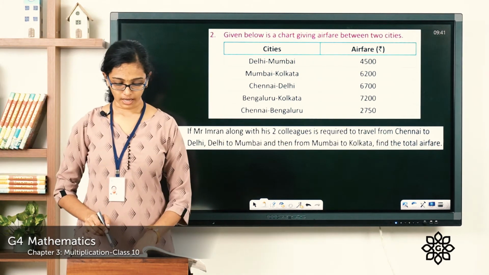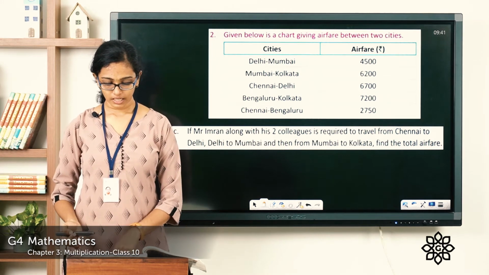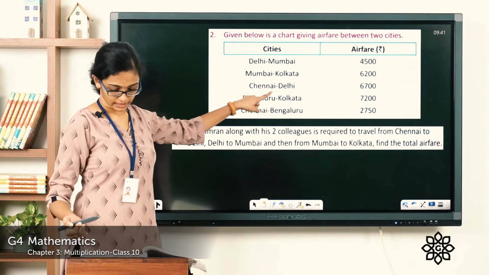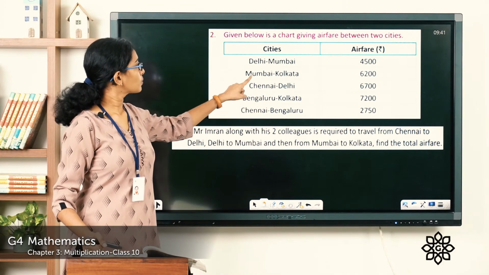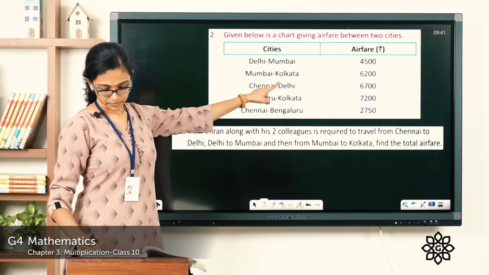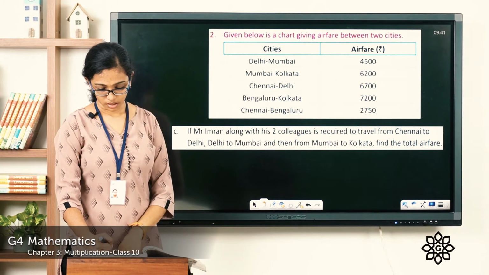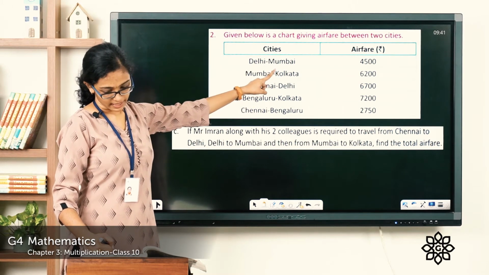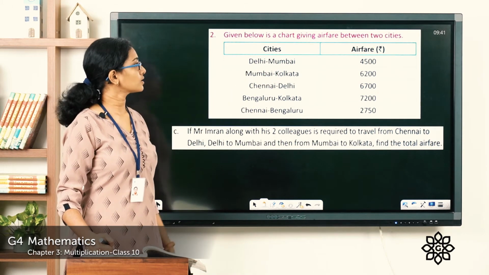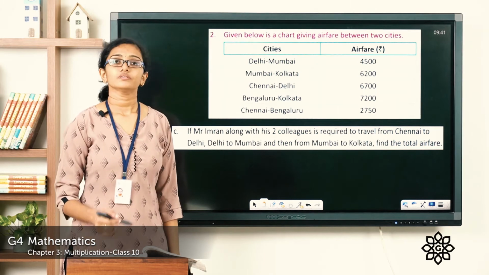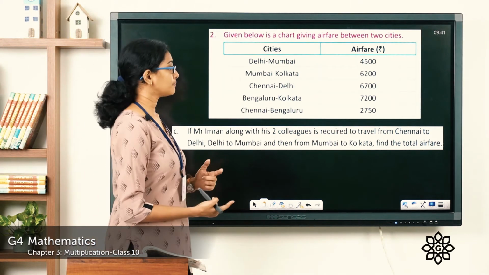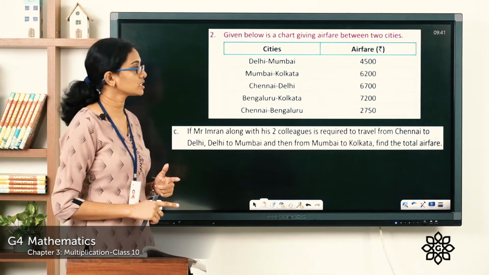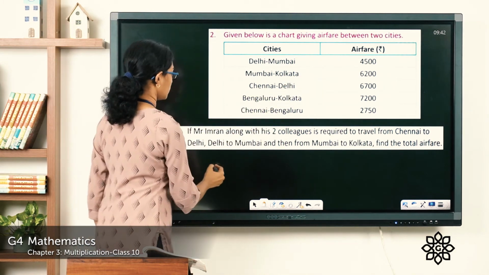If Mr. Imran along with his 2 colleagues is required to travel from Chennai to Delhi, then from Delhi to Mumbai, and from Mumbai to Kolkata, you have to find out the total airfare. So 3 people are traveling. Let's find out the total fare for one person first.